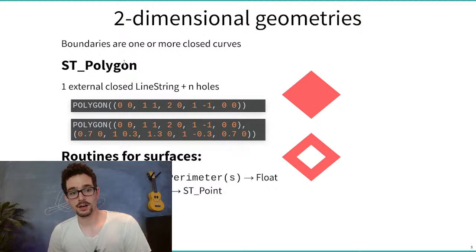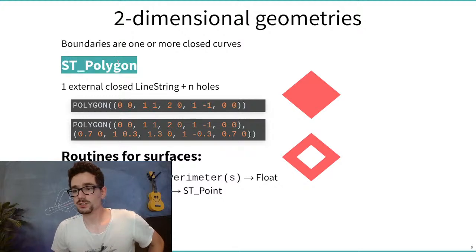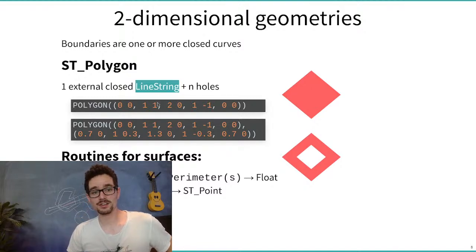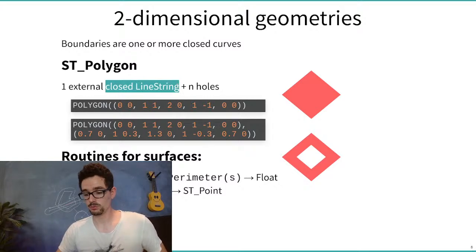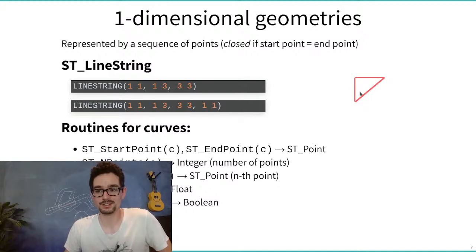Two-dimensional geometries are in general called surfaces. We will only focus on polygons here. Polygons are very easy because they are basically closed line strings. So when we have such a line string here, you can also write polygon here, and then simply imagine that this would be filled red. So a closed line string is also a polygon. You can convert it directly by using the same syntax into a polygon.